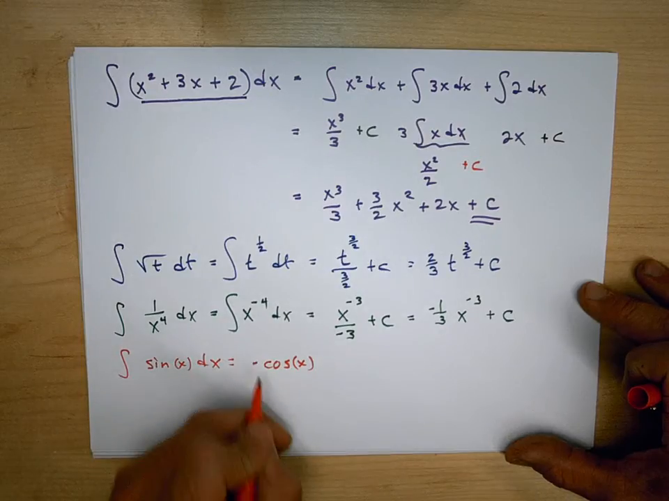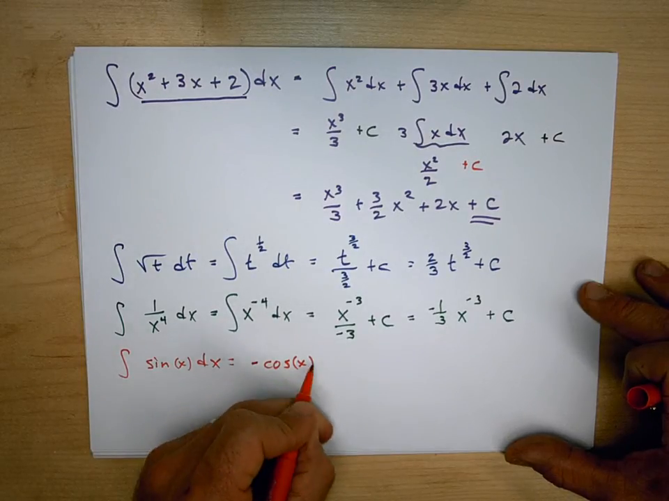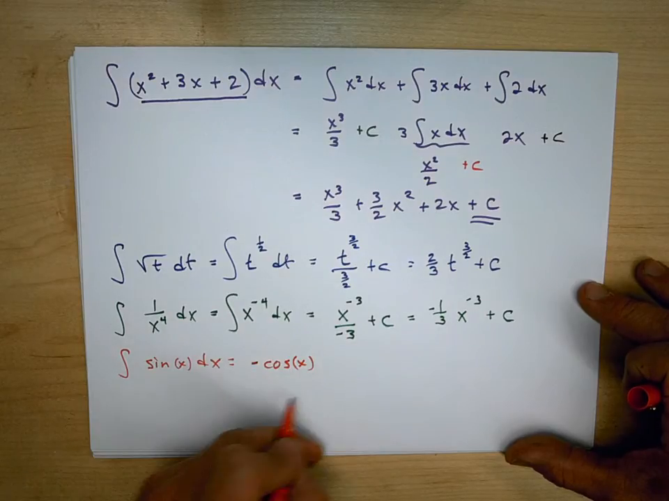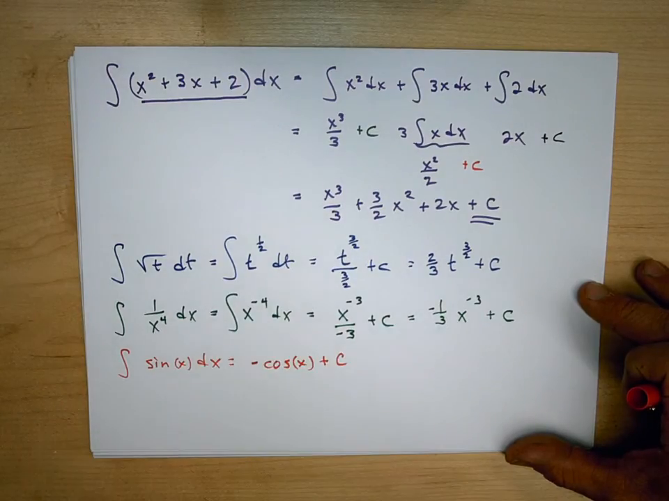Well, of course, I have to put a negative here, right? Now when I take the derivative of cosine, I get negative sine, plus this other negative gives me the positive sine, plus c.